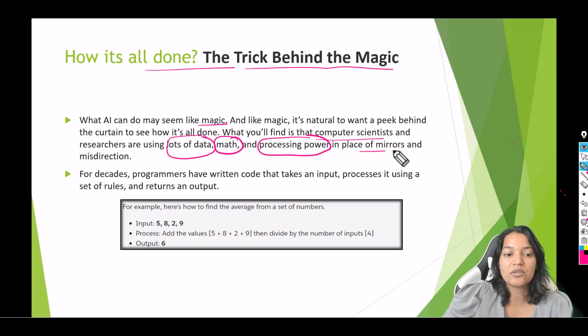They are not using mirrors or misdirection like magicians use. They're using lots of data, doing some kind of math on it, and using processing power. All these things make AI magical.